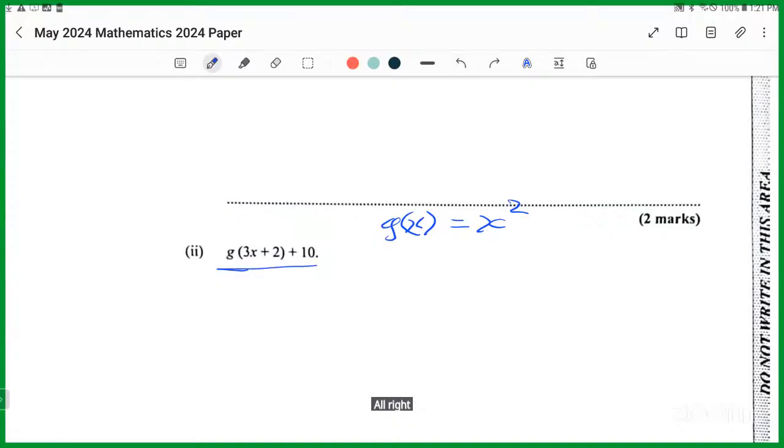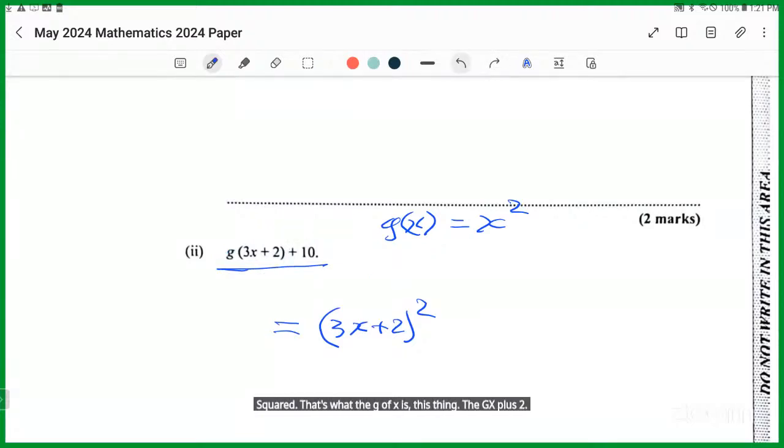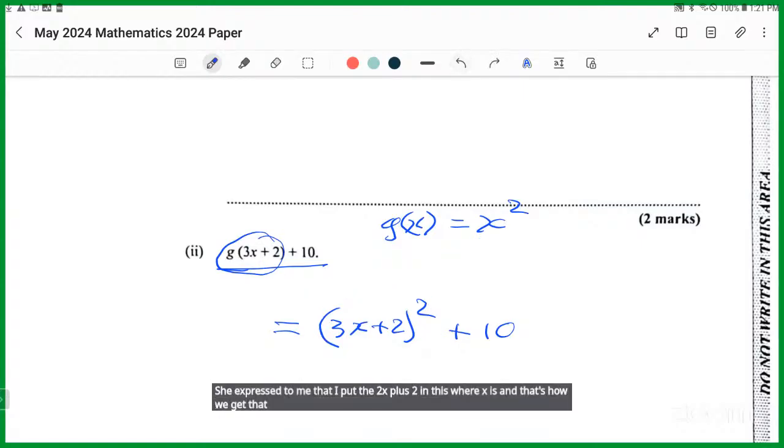So this thing becomes equal to 3x plus 2 squared. That's what the g of x is, this thing, the g of 3x plus 2, plus this 10. But understand that? What about that? Because the g of 3x plus 2 means I put the 3x plus 2 in this, where the x is, and that's how we get that. And then this plus 10 now is added to the result. And we need to simplify this now.